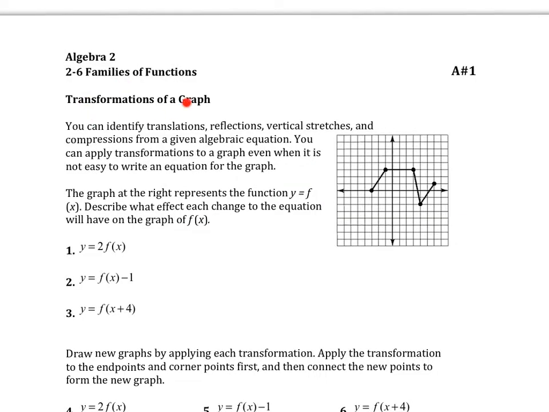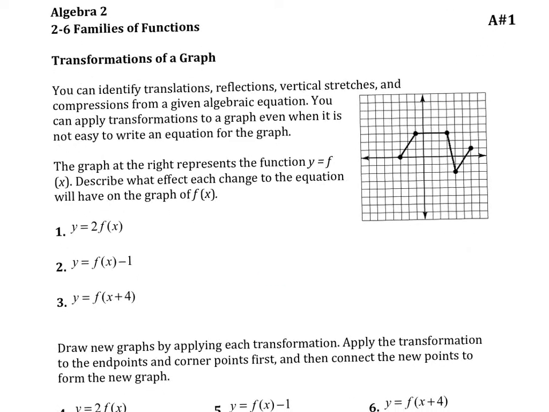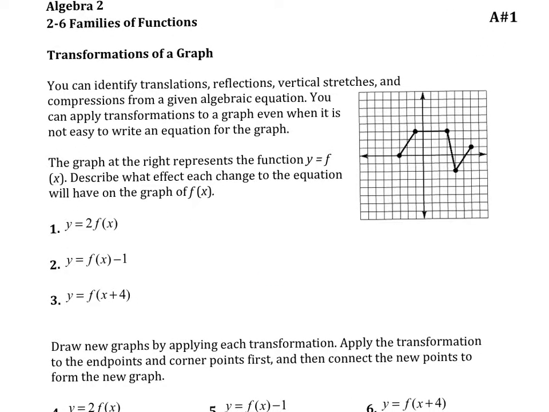All right, what we want to do is spend a little bit of time doing a transformation of a function. So we have one function here that we want to do a couple things to. So looking at this, we can identify translations, reflections, and vertical stretches and compressions from a given algebraic equation. You can apply transformations to a graph, even when it is not easy to write an equation for the graph. So for this graph at the right, we're just going to call it f of x. Okay, so we're going to describe what effect is happening to each one of these.